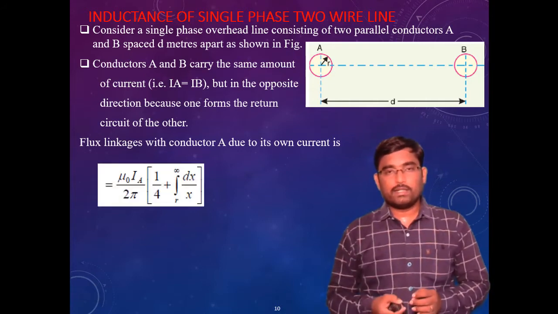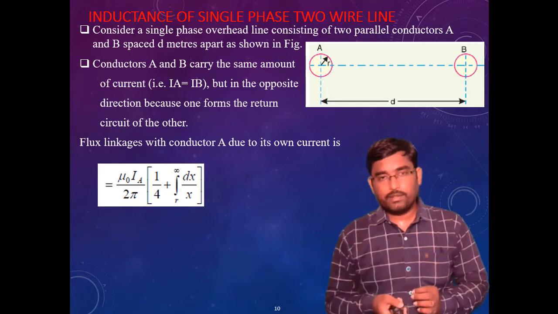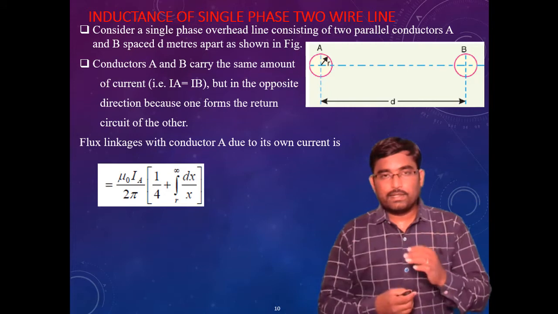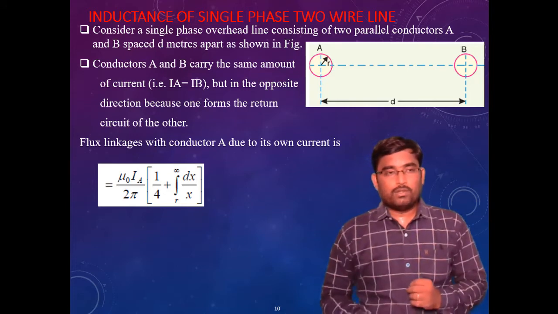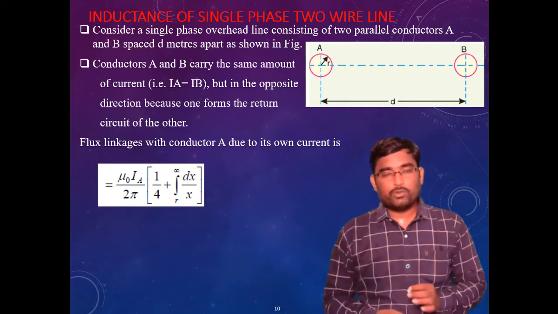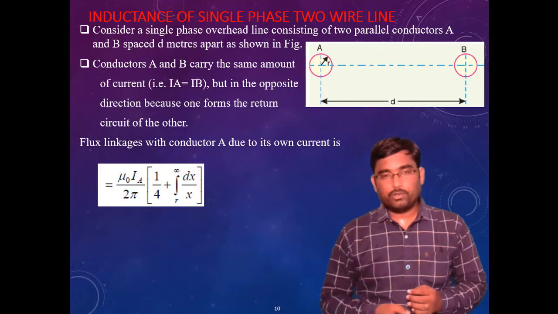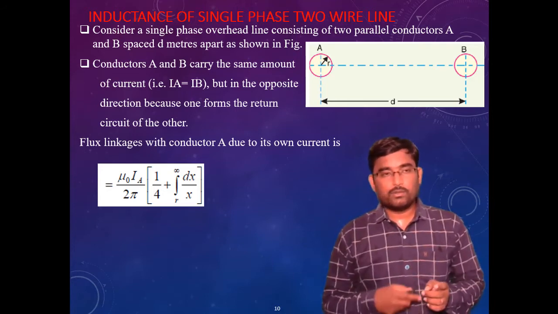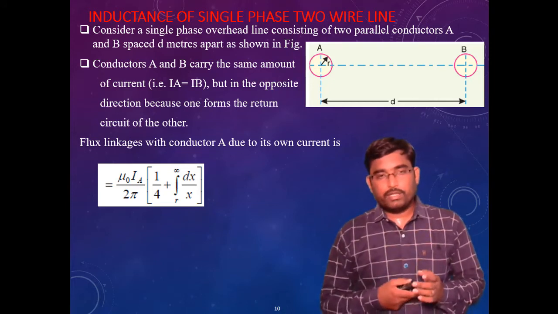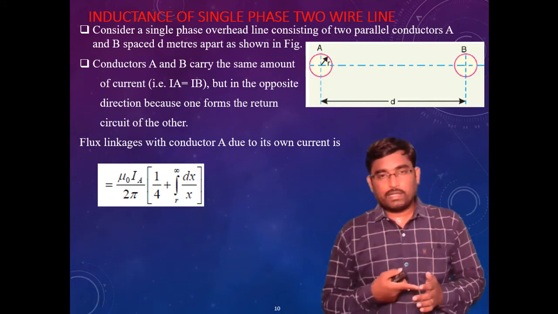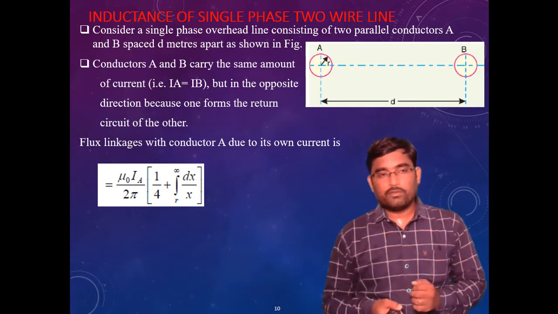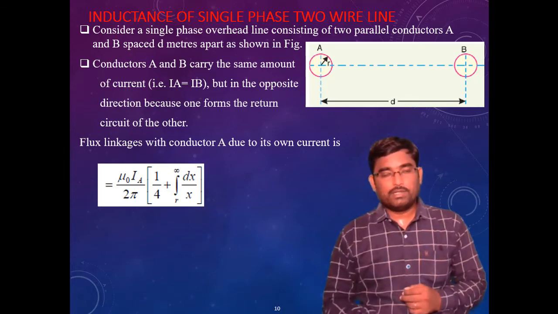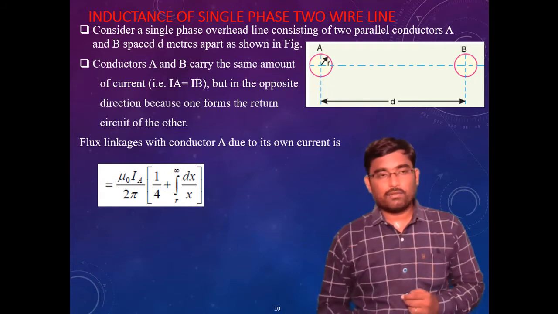So let us derive the inductance of conductor A. In order to derive the inductance of conductor A, first we need to derive the flux linkage of conductor A. The flux linkage of conductor A due to its own current is, just now we have derived the expression, mu naught into its current Ia by 2 pi into 1 by 4 plus integral r to infinity dx by x, which is the sum of internal flux and external flux.